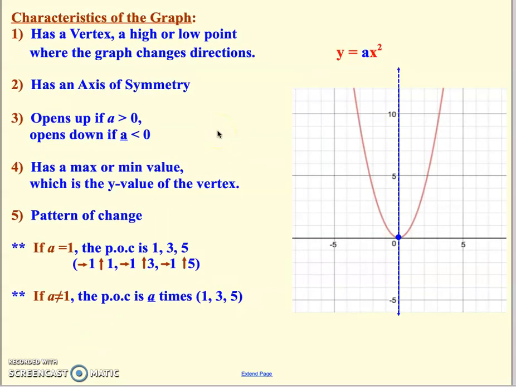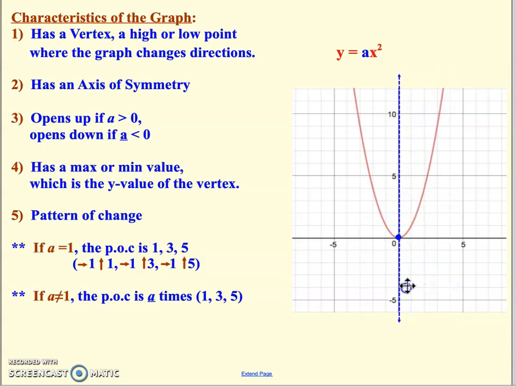So let's break down the graph. First of all, we've got a vertex, which you're familiar with. In this case, our vertex sits at 0, 0. It's also the place where our graph changes direction, so we're decreasing here. As we hit that vertex, we change to increasing, a concept from the past. We've got a line called an axis of symmetry. The axis of symmetry is a line that would visually cut the graph in half, giving you two equal halves, left and right. So that runs right down through the vertex.